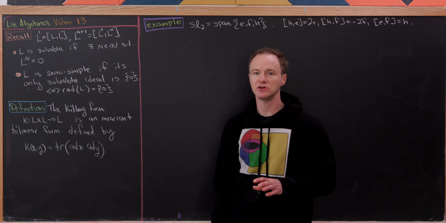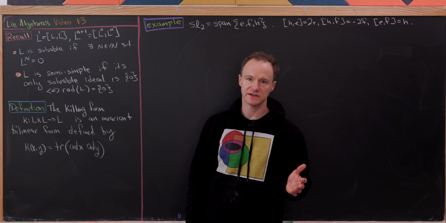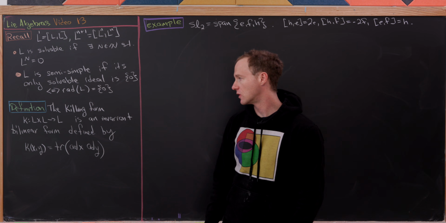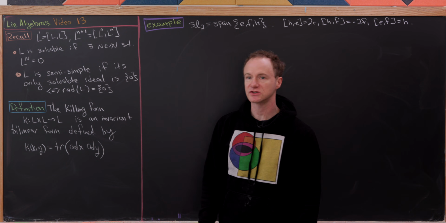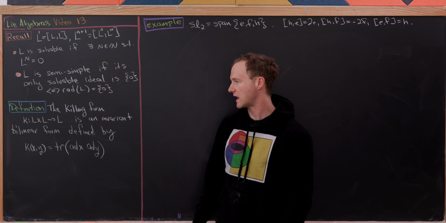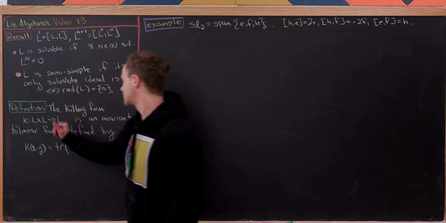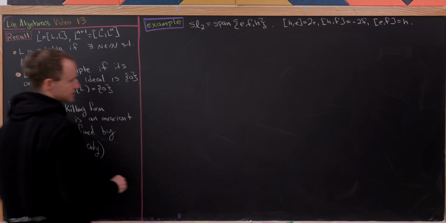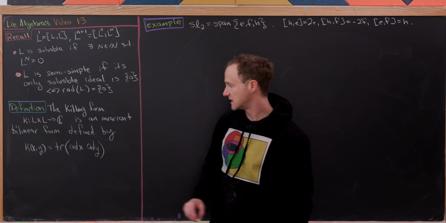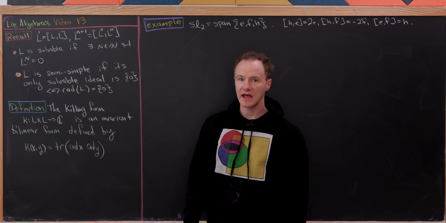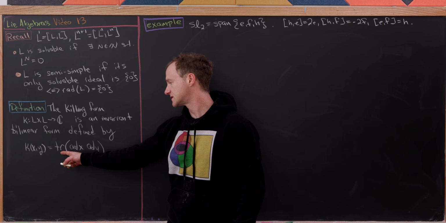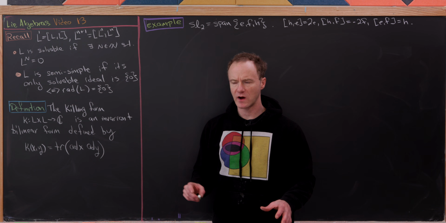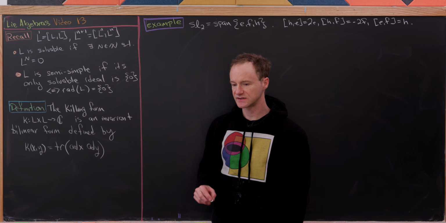Okay, now finally to our definition for the day, or at least the one we're going to start off with, and that is the Killing form. We'll denote it by kappa, and it has two inputs, both from L, and one output from the ground field, which we're taking to be the complex numbers. What it does is it takes x, y, and sends them to the trace of ad x times ad y, where ad x and ad y can be represented by matrices.